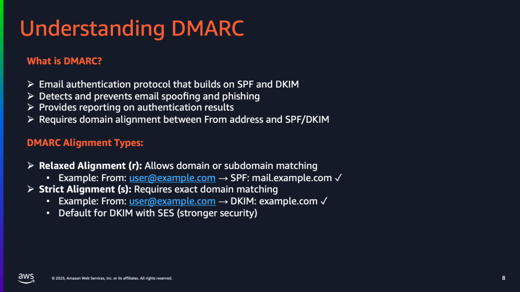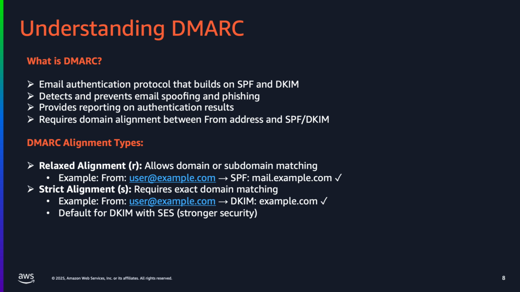Also, the domain in the From address of the email header must align or match with the domain or a subdomain of that specified in the MAIL FROM address for SPF, or the domain specified in the DKIM signature for DKIM. This is called DMARC alignment. There are two types of DMARC alignment: relaxed alignment (r) and strict alignment (s).